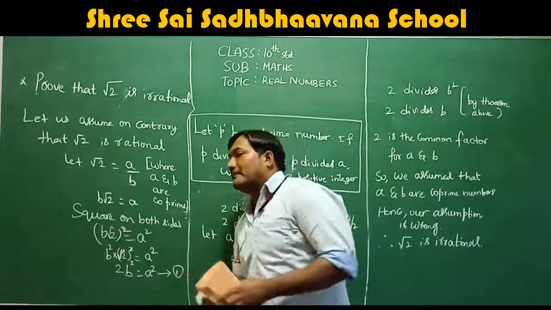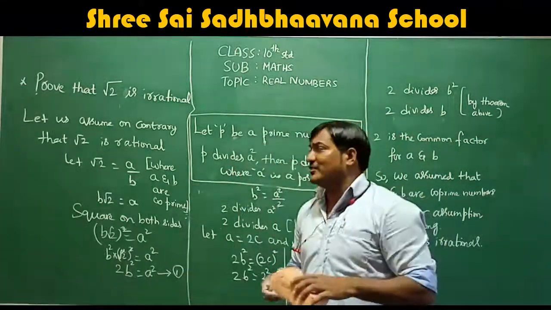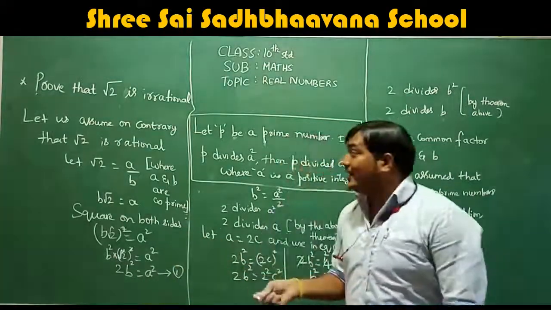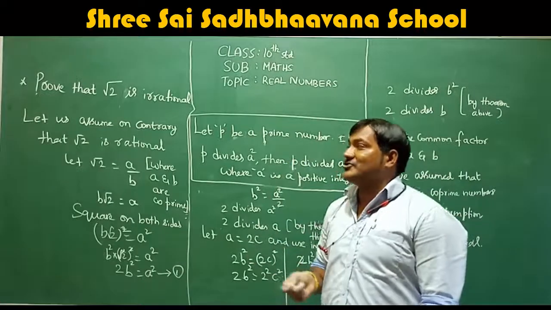Okay. Let me explain this once again. See, what we have to prove. We have to prove that root 2 is irrational.